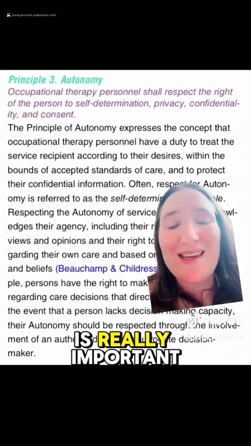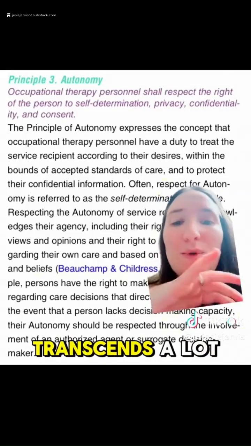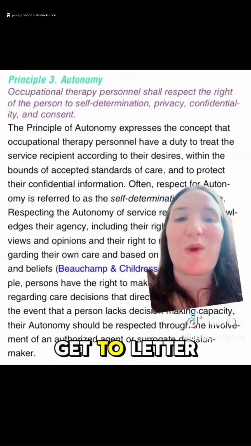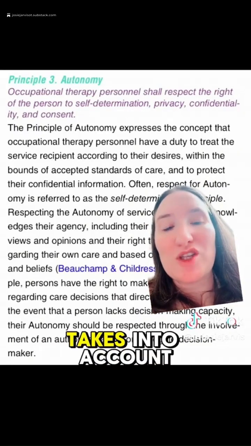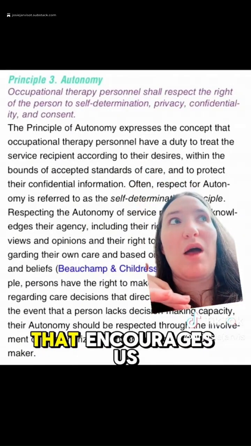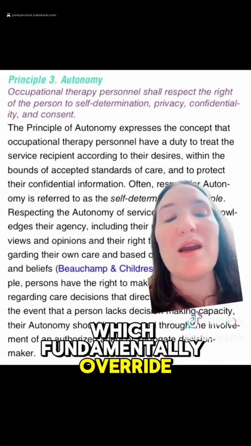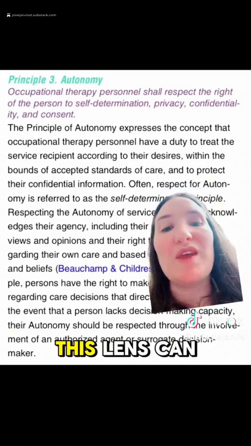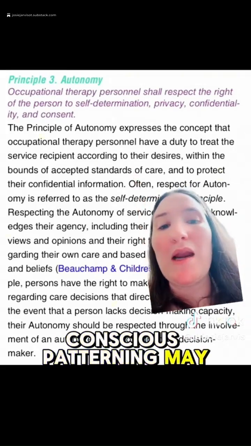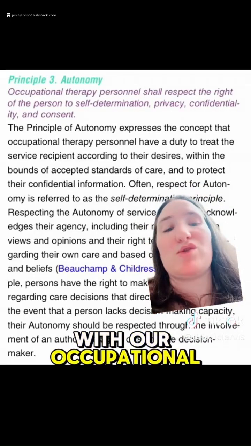Principle 3, autonomy, is really important. And one of the nuances of occupational apartheid and occupational consciousness, where it almost transcends a lot of the academic discourse around the construct of occupational justice, which we'll cover when we get to letter A, is how much it takes into account the inner subjective world that encourages us to reproduce systems of oppressive behavior which fundamentally override bodily and consciousness autonomy. This lens can be incredibly helpful to recognize where some of our subconscious patterning may not be allowing for our clients to have an autonomous engagement with our occupational therapy services.